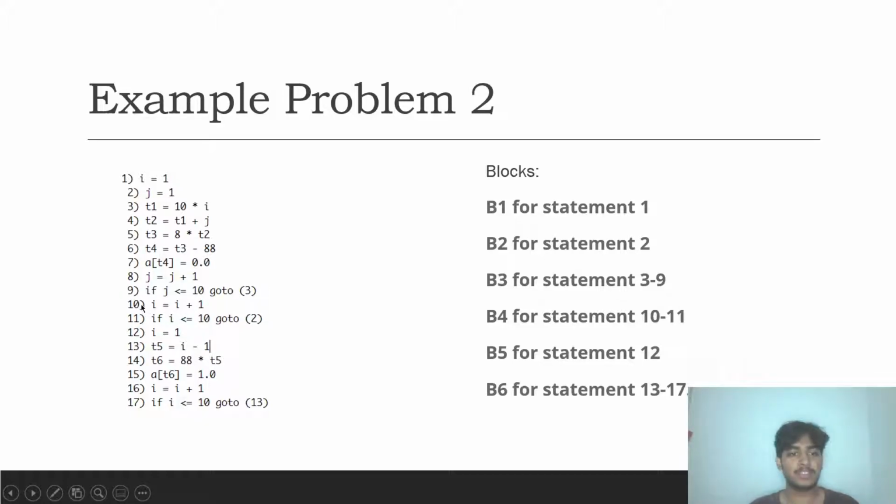Our fourth block will start at line number 10 and end at line number 11. The fifth block is line number 12 only. And our last block will be line number 13 to line number 17. 17 is the end of the code given to us.